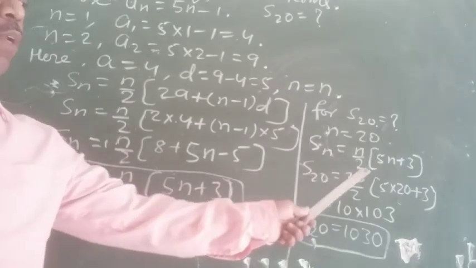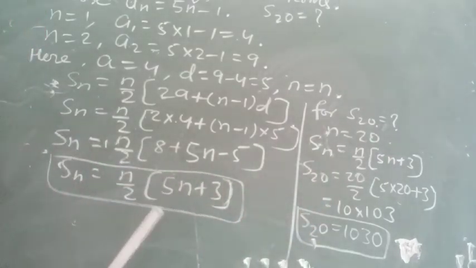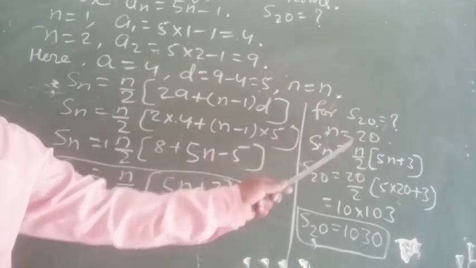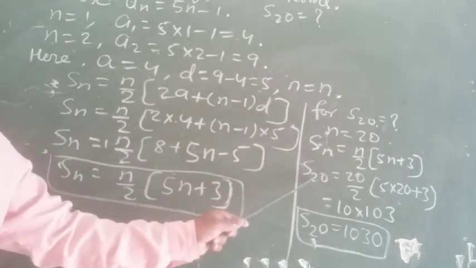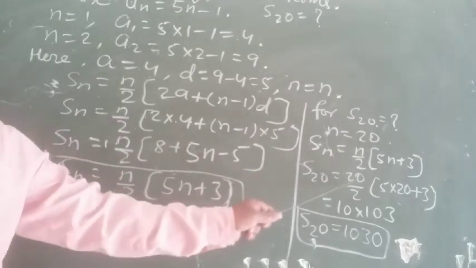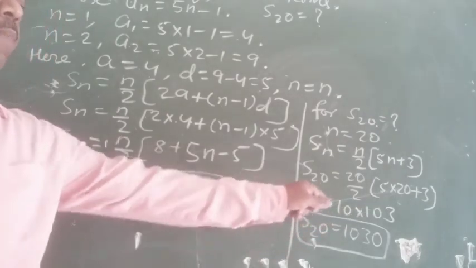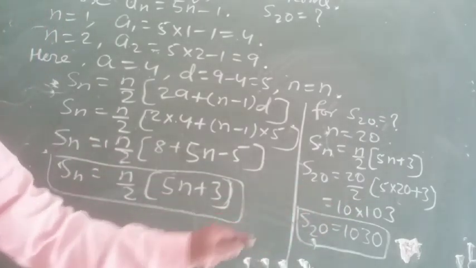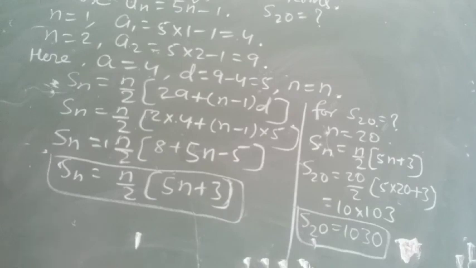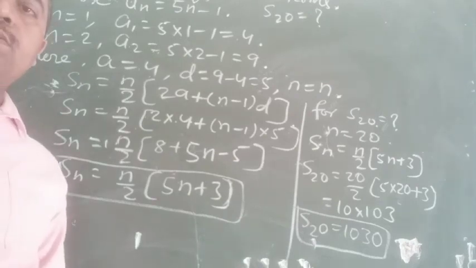Sn equals n by 2 times (5n plus 3), that is the expression I have written there. Put n value 20. Sn means S20, so 20 by 2, 5 into 20 plus 3, 100 plus 3 is 103, into 10 is 1030. It is S20. Thank you, my dear, for watching this.